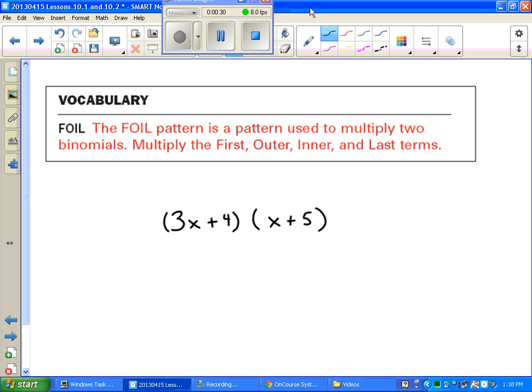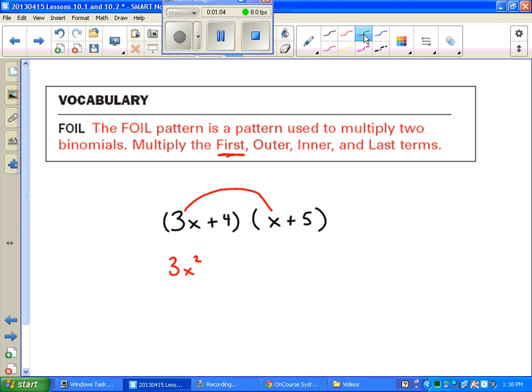First thing you have is the definition of FOIL. FOIL stands for first, outer, inner, and last terms. It's just an order to multiply two binomials. In this case, we have 3x plus 4 and x plus 5. The first step is to multiply the two first terms, 3x multiplied by x. So you multiply the coefficient 3 and you get 3, and then x times x, remember, is x to the 1 plus 1, which is x squared.